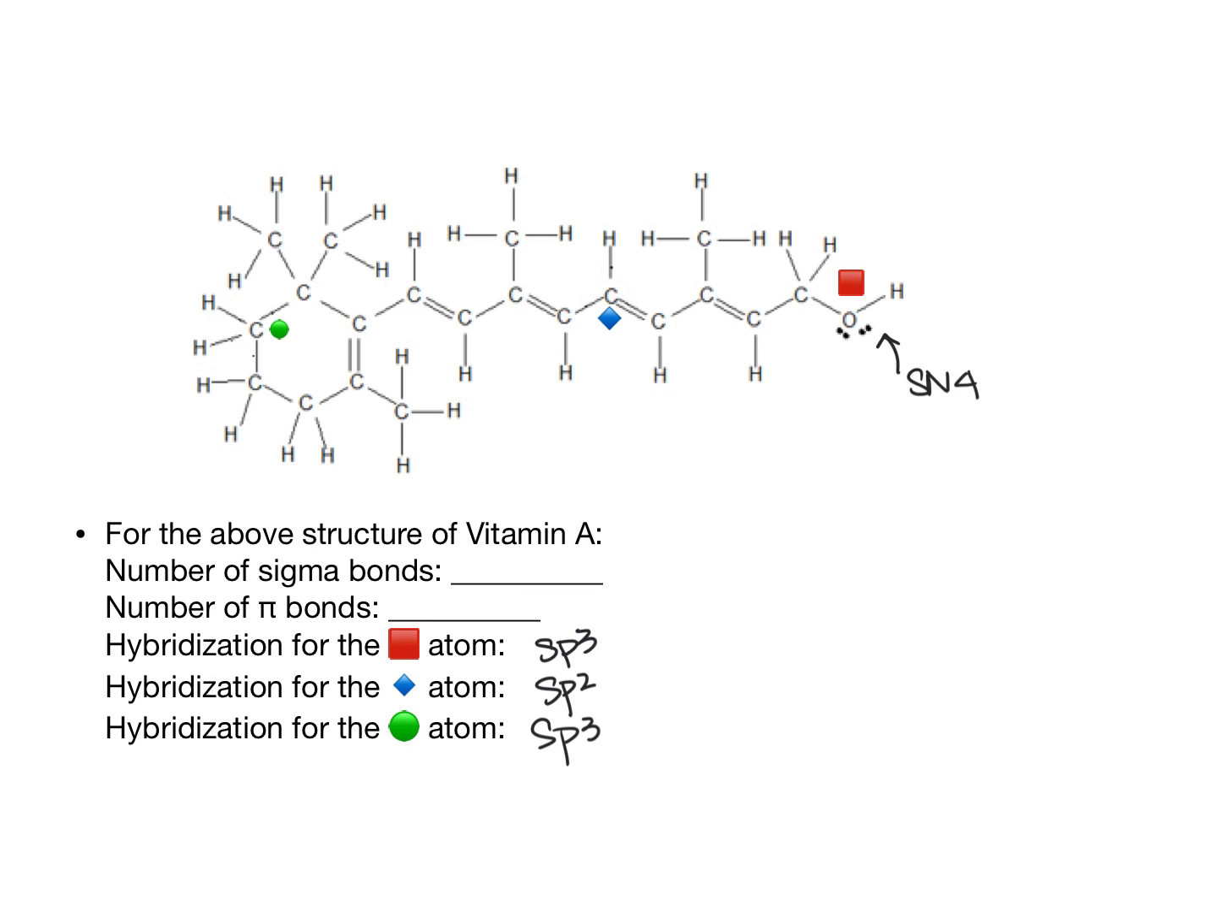So I'm going to get out a highlighter, and then I'm going to highlight every single sigma bond. 1, 2, 3, 4, 5, 6, 7, 8, 9, 10, up through 51. So I get 51, and then we'll use a different color highlighter.